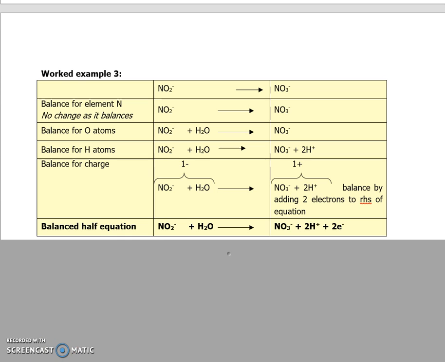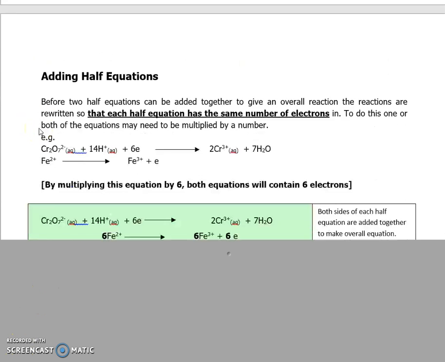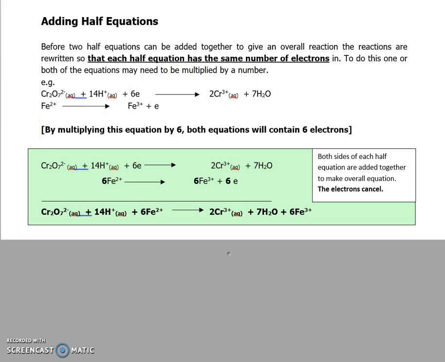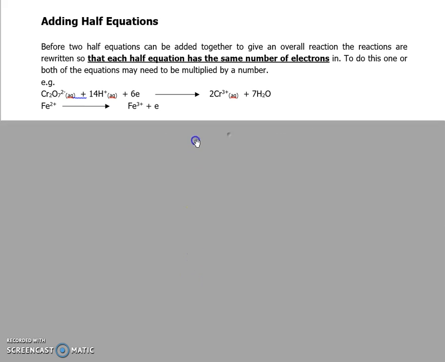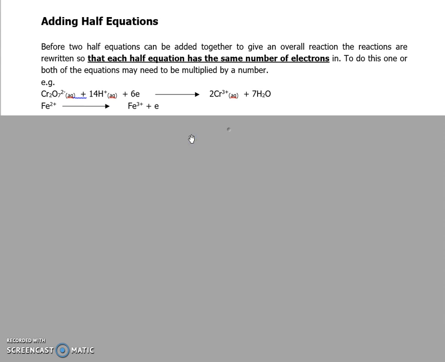The next step is to write a balanced equation, so add the 2 half equations together. But you can't create your full equation until you've written both half equations. And the important thing is that before you can add each half equation, they must have the same number of electrons in them.